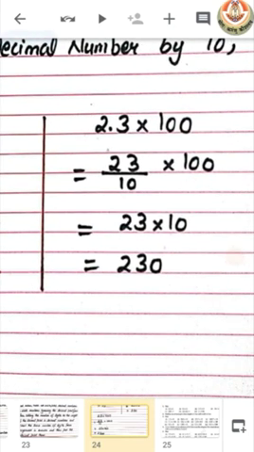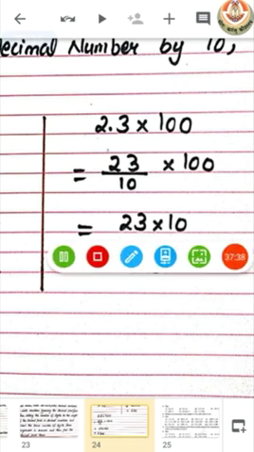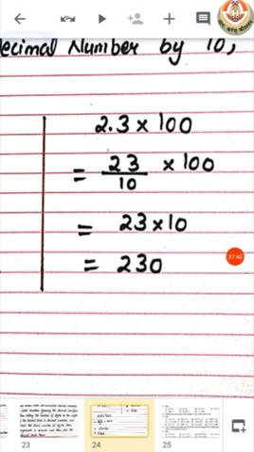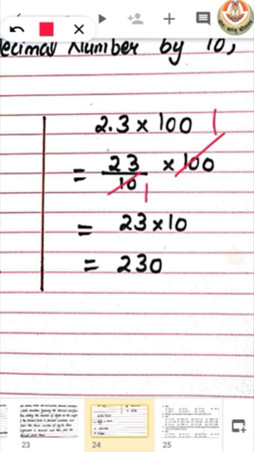Similarly, if we have to do the same multiplication with 100, we know that 10 multiplied by 10 gives 100. So here we have 23 into 10, and after their multiplication we have the answer 230.